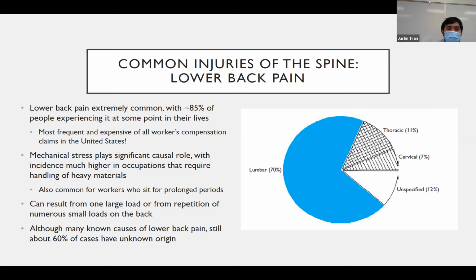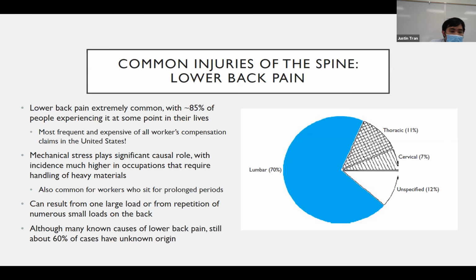And so, there's not just one way to injure your back. It can result from either carrying one large load and just throwing out your back like that, or it can be the repetition of a lot of numerous small loads, or the accumulation of a lot of bad habits that you have in the workplace.